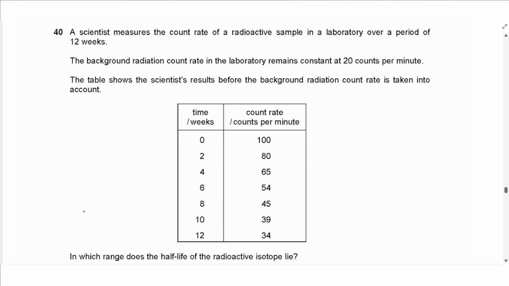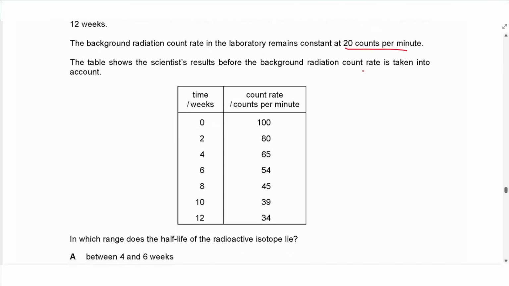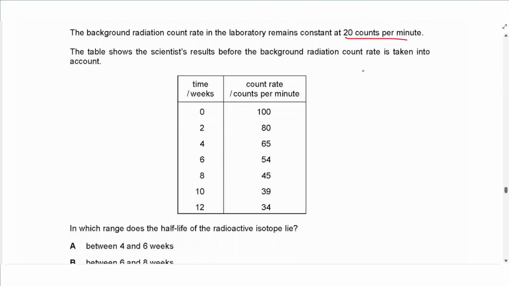Question 40 says a scientist measures the count rate of a radioactive sample in a laboratory over a period of 12 weeks. The background radiation count rate in the laboratory remains constant at 20 counts per minute. The table shows the scientist's results before the background radiation count rate is taken into account. In which range does the half-life of the radioactive isotope lie?